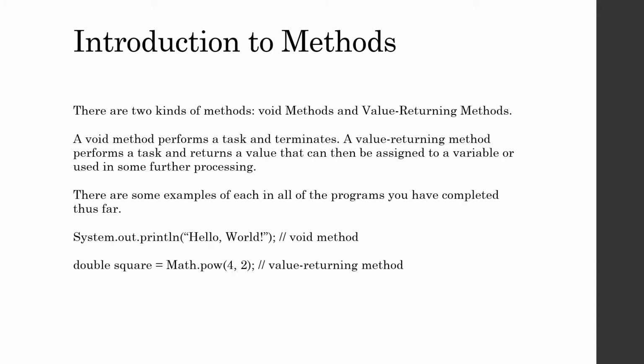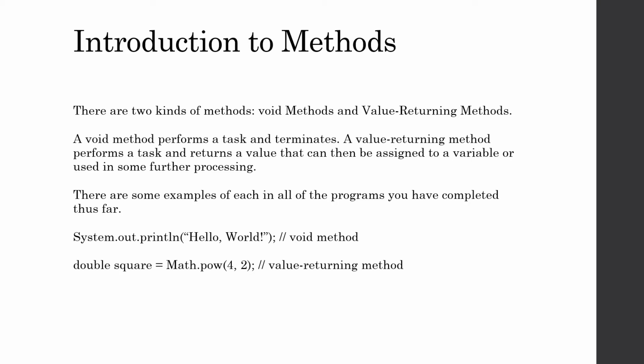So getting into methods, there are going to be two types of methods. There are void methods, and then there are value returning methods. A void method is going to be a method that performs a task and then terminates. That's it. A value returning method is going to be one that performs a task and then returns a value that can be assigned to a variable or maybe used in some further processing, and then it would terminate. So the key distinction is that there's one extra step with a value returning method where, as the name would imply, it's going to return a value.